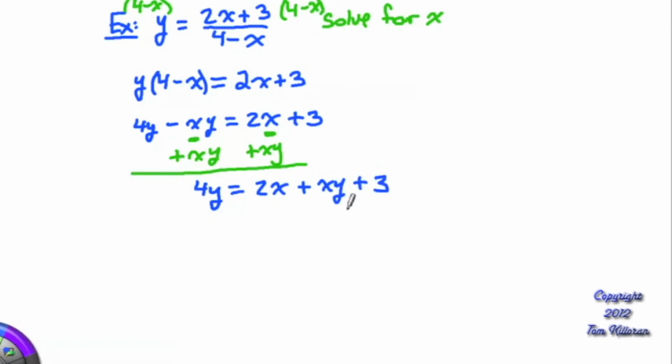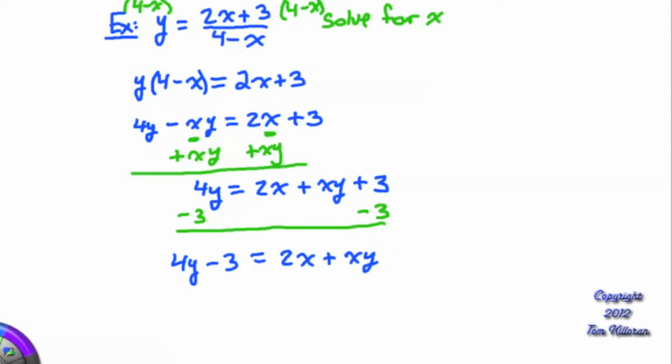Nothing wrong with that. Again, your focus should go back to those x's. Subtract the 3. Get rid of the 3. So subtract 3 from both sides. I'll show it just for the fun of it. Can you combine 4y minus 3? No. Please don't. I've seen people do it. So this is 4y minus 3 is equal to 2x plus xy.